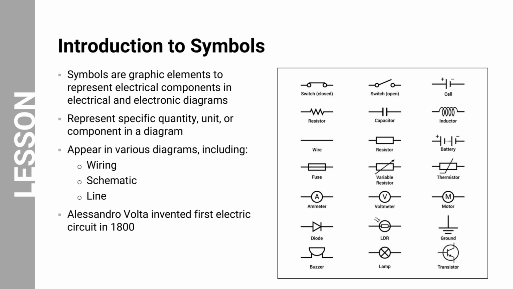What are symbols? Symbols are graphic elements that are used to represent electrical components in electrical and electronic diagrams. A symbol represents a specific quantity, unit, or component within a diagram. Symbols appear in various types of diagrams, including wiring diagrams, schematic diagrams, and line diagrams. Alessandro Volta invented the first electric circuit in 1800.